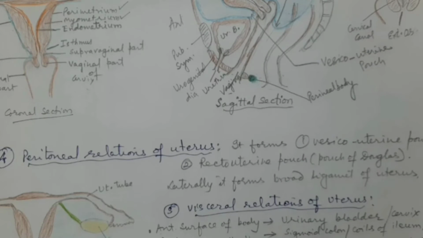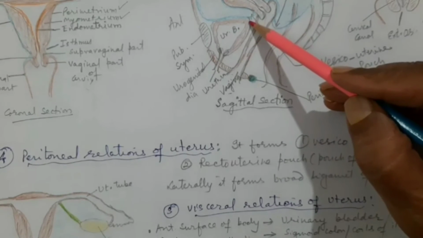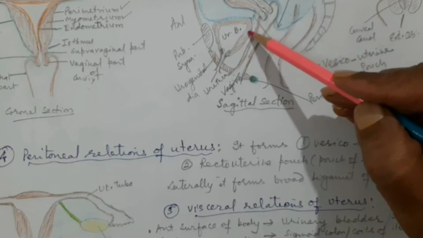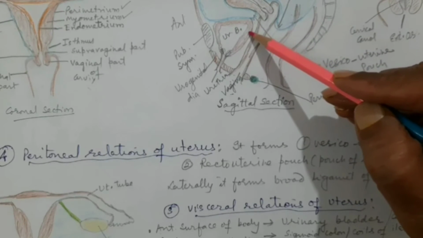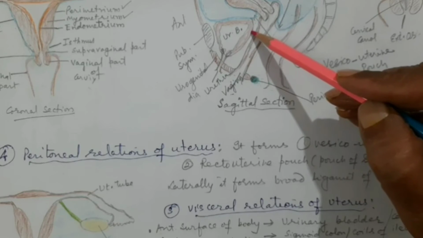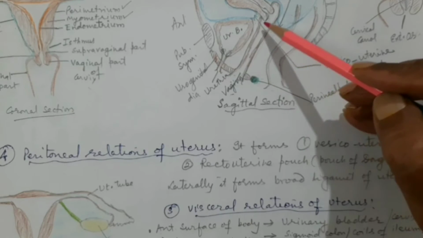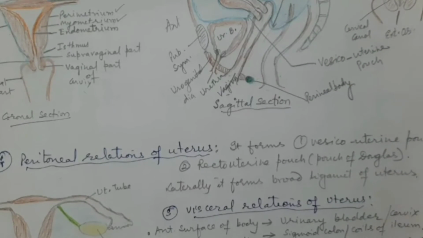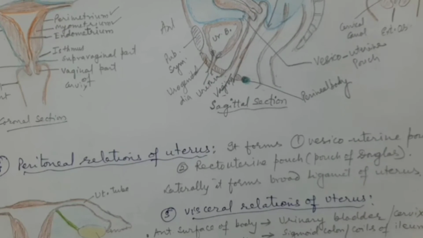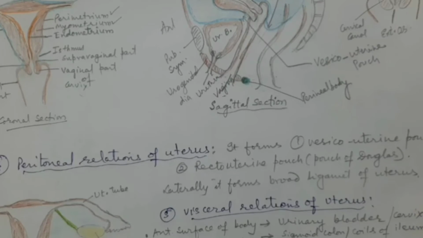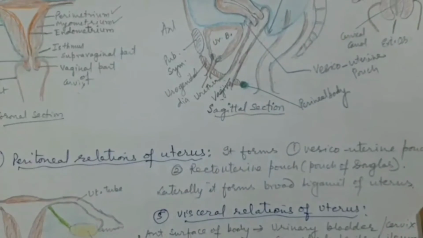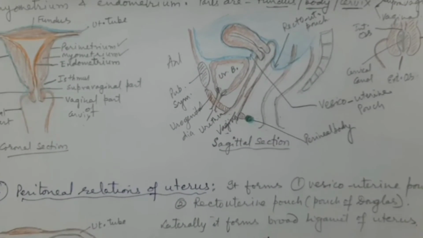So on each side it is in relation to the ureter, which is going to open into the urinary bladder. They are coming from above, from the kidney, and going downwards to open into the urinary bladder. They are the right and left ureter. And then an artery is going from below upward. The ureter is coming from above downward and the uterine artery is going from below upward. They will be the lateral relation of the uterus.